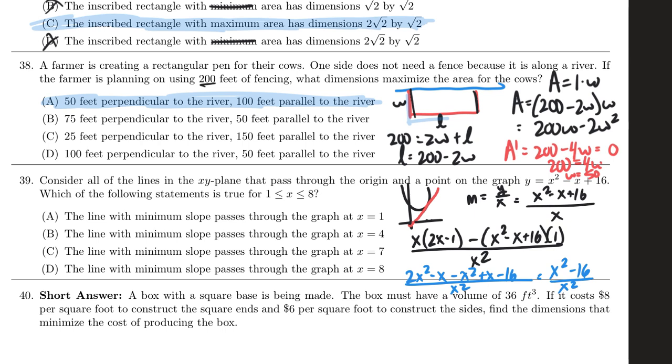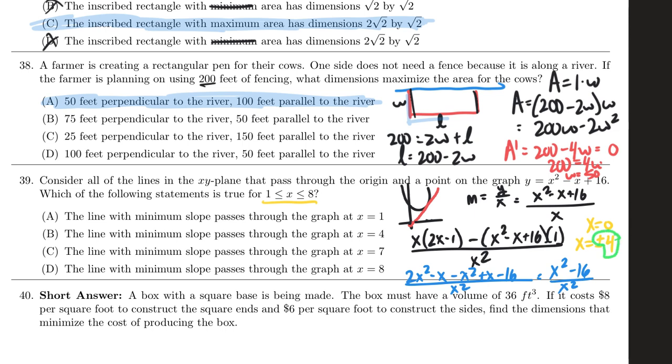So our critical points are when this is equal to 0 or it's undefined. It's undefined when the bottom is 0, which is x equals 0. The top is 0 at x equals plus or minus 4. We only care about between 1 and 8, so our only critical point that we actually care about is positive 4.